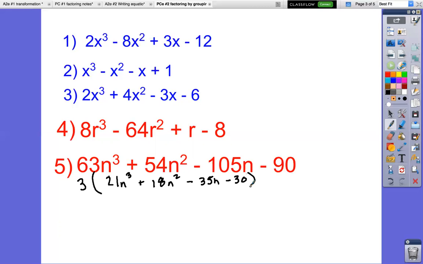So this is about as complex as it gets, and I understand that. If it were all just easy, we wouldn't even need to do it. But this one's a little more complex. So let's go ahead again and group these together. I'm going to group these 2 and these 2. What's the greatest common factor in those first 2?